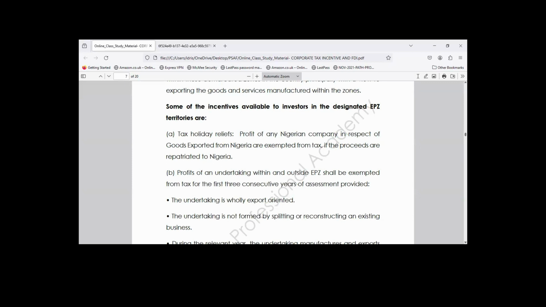Number one incentive is tax holiday relief. Profit of any company in respect of the goods exported from Nigeria is exempted from tax. I've mentioned that. If your good is exported out of Nigeria, at least 75% of the goods you manufacture in Nigeria must be exported outside Nigeria, and the profit you derive from that will be exempted from tax.